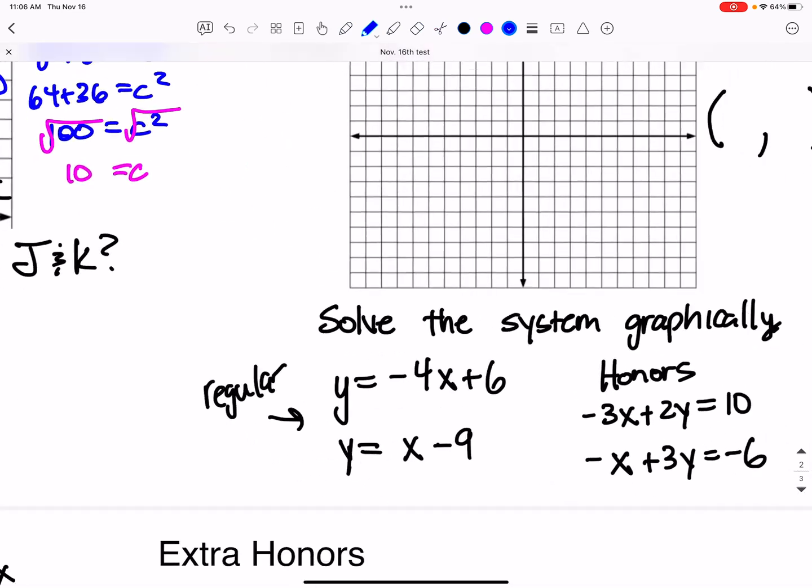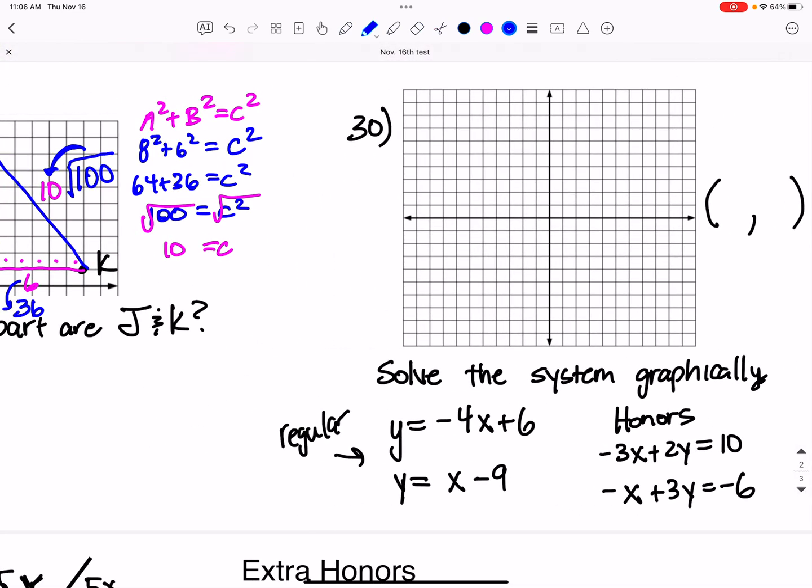All right, let's see. We'll do both of these really quickly. For regular, -4 plus 6, 1, 2, 3, 4, 5, 6. Let's see, I'm going to do this really fast because the phone's ringing. Down 1, 2, 3, 4 over 1, down 4 over 1, down 4 over 1, boom, and -9, boom, right there, 3, -6. All right, gotta go.